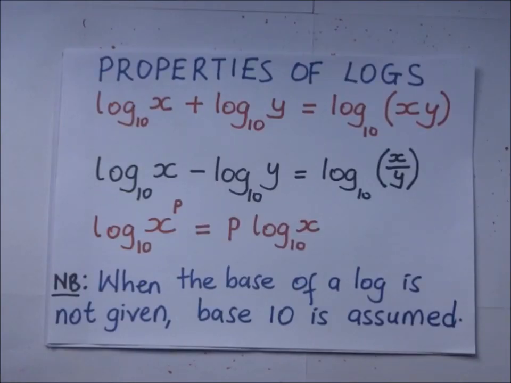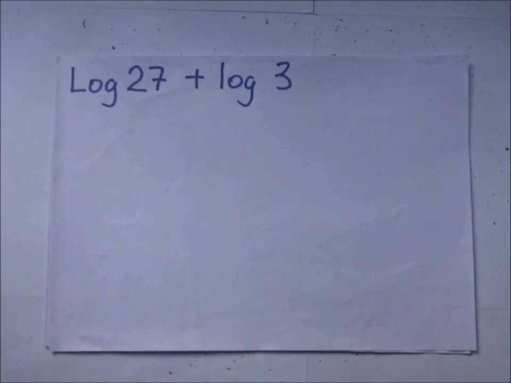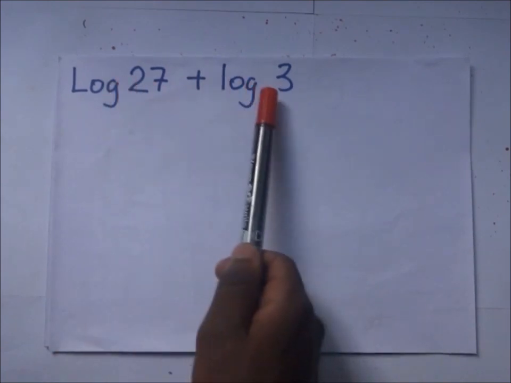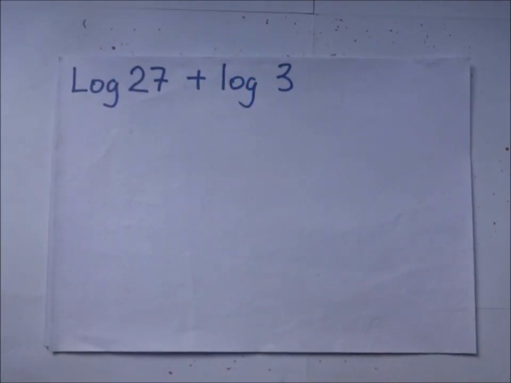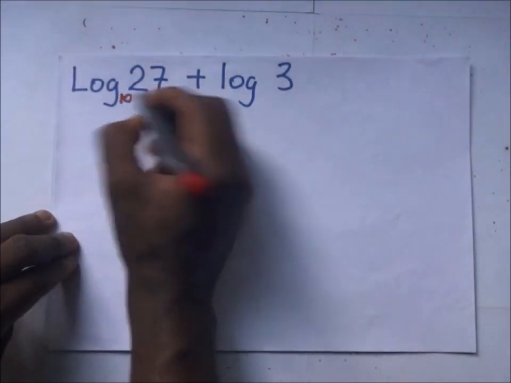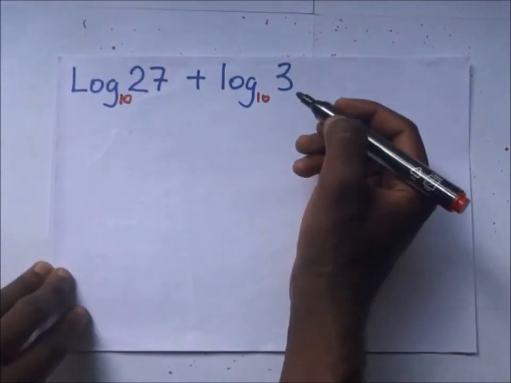In the examples we are going to do, in instances whereby the base of a logarithm is not given, we assume that the base is 10. In our first worked example, they're telling us to find logarithm of 27 plus logarithm of 3. Now here the base is not given, so it means it is base 10. That is the assumption. So this is 10 and that is 10. So we'll go ahead and work.